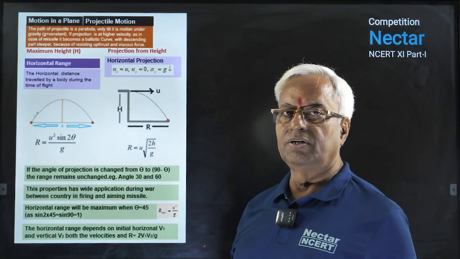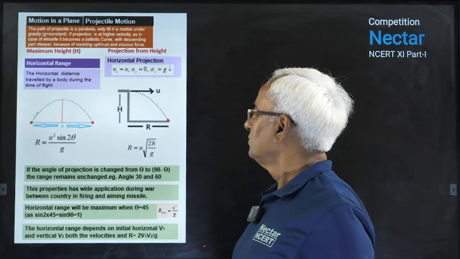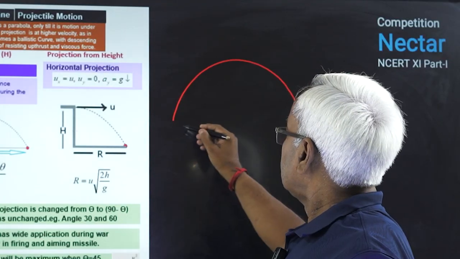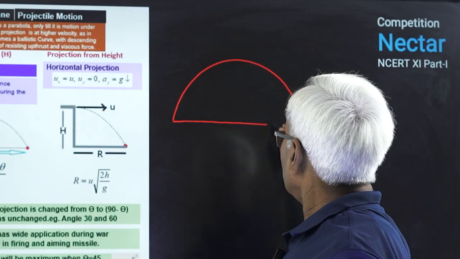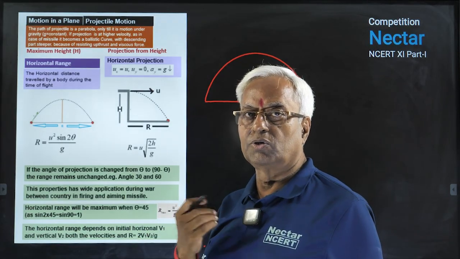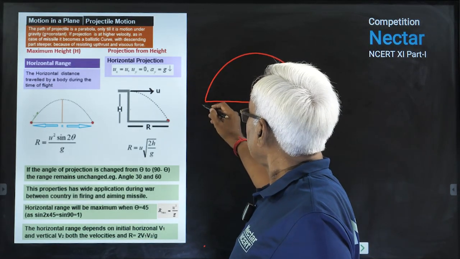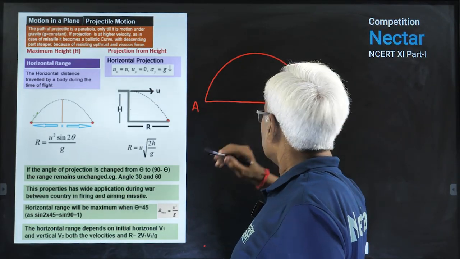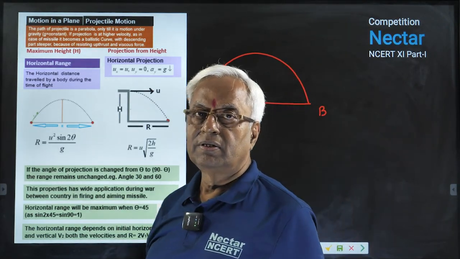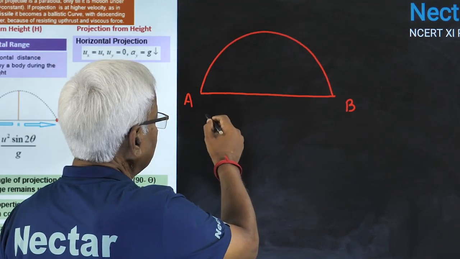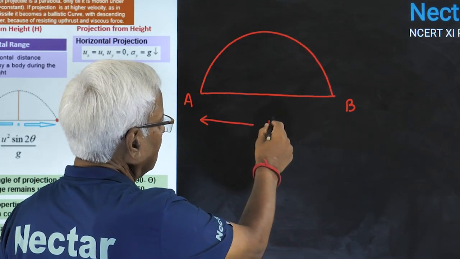Horizontal range in projectile motion. Horizontal range means the distance covered along the horizontal axis in complete projectile motion. That is to say, the horizontal distance between the starting point and the returning point is represented by the letter capital R.